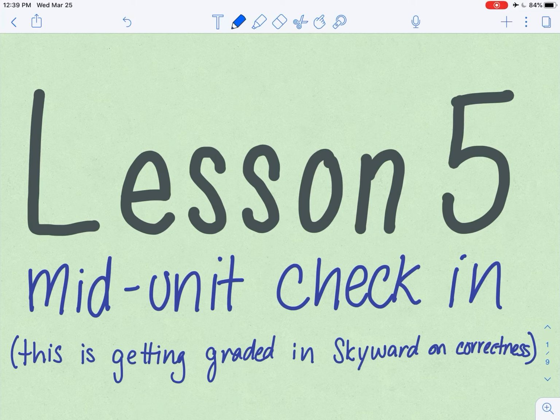This lesson is going to be more about checking in on what you've learned so far, less about learning new things. So unlike previous Edpuzzles, you are not going to be answering a question every 3 seconds. This is going to be just one shorter Edpuzzle with only 3 questions you have to answer, but it is getting graded on correctness and recorded in Skyward. So make sure that you're checking and figuring out anything you've misunderstood so far.